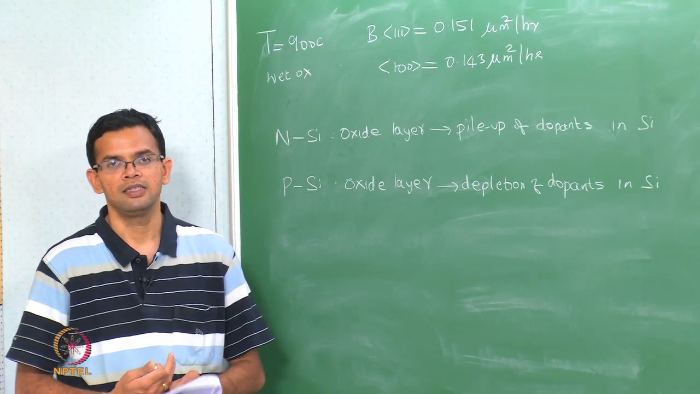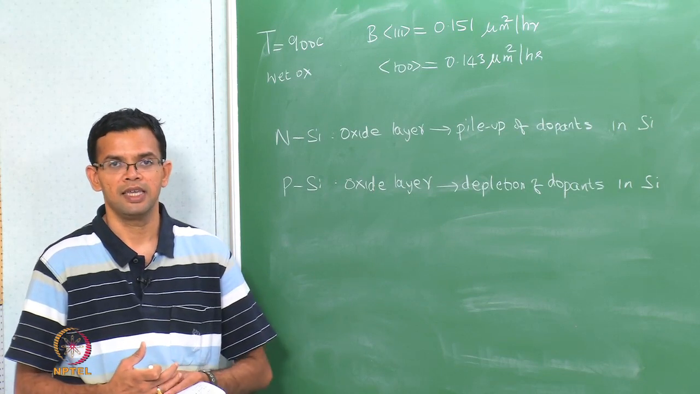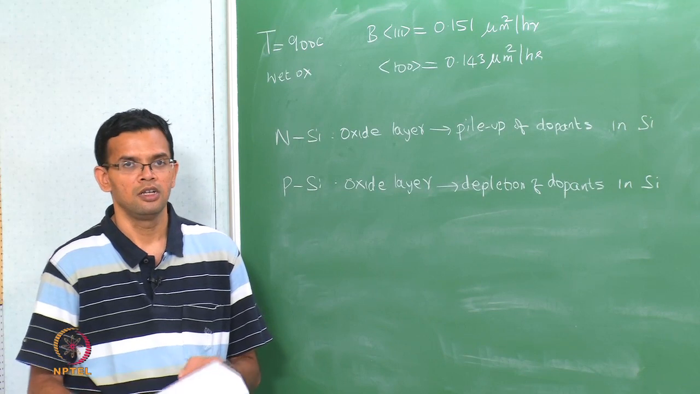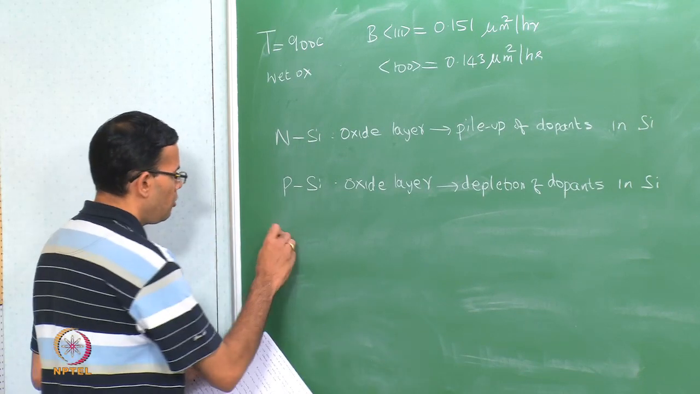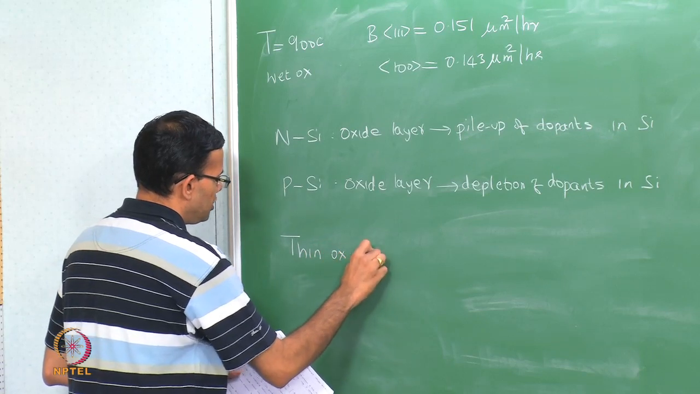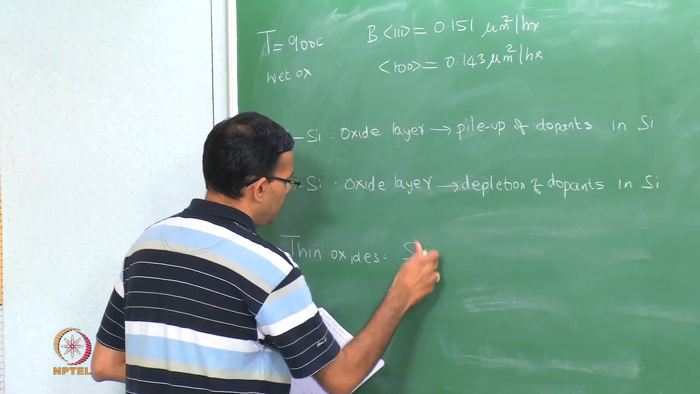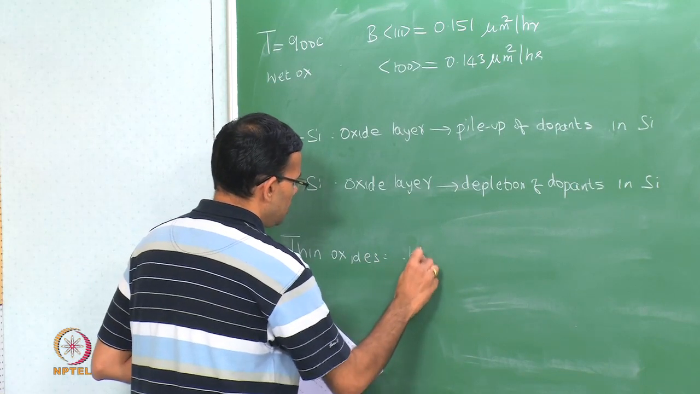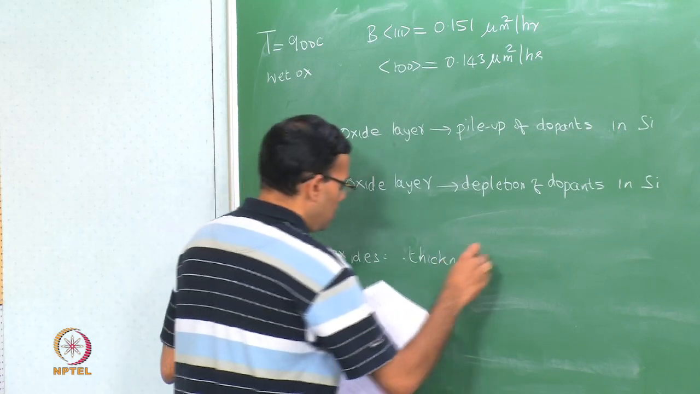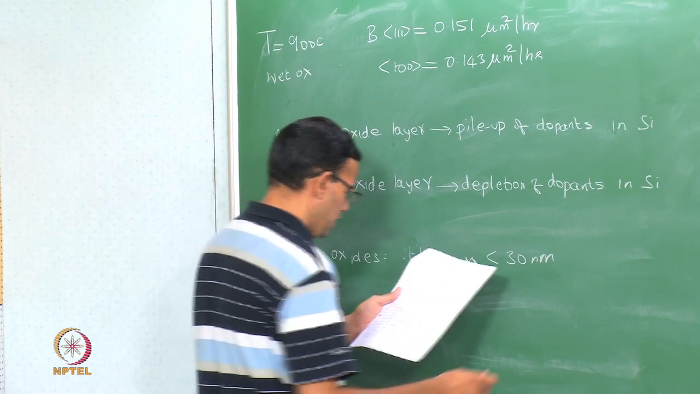Thin oxide layers are grown these days, especially when we have device scaling. So, we have smaller and smaller dimensions. So, these thin oxides can also be grown at low temperatures. So, thin oxides, usually they have a thickness less than 30 nanometers or 300 angstroms.